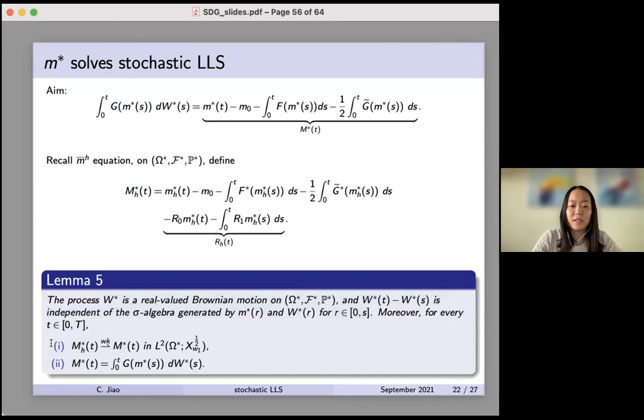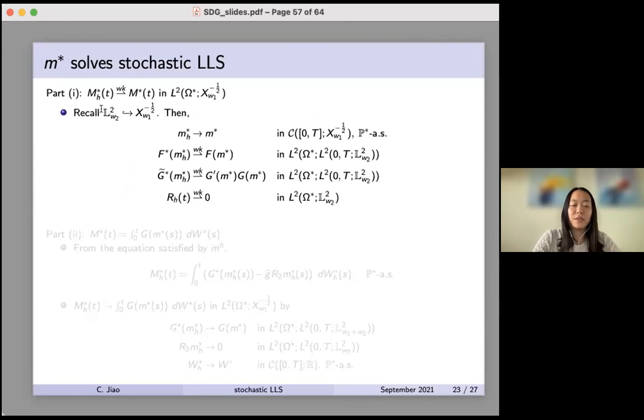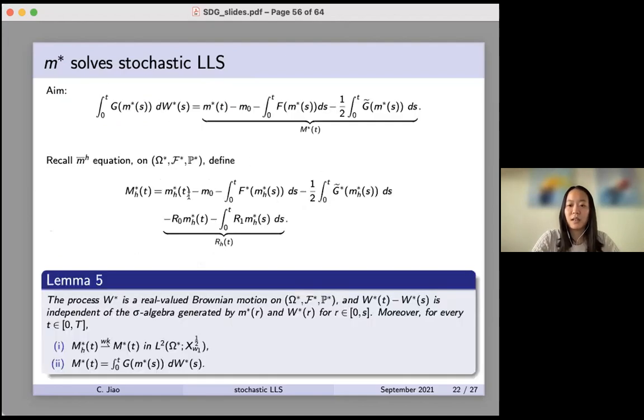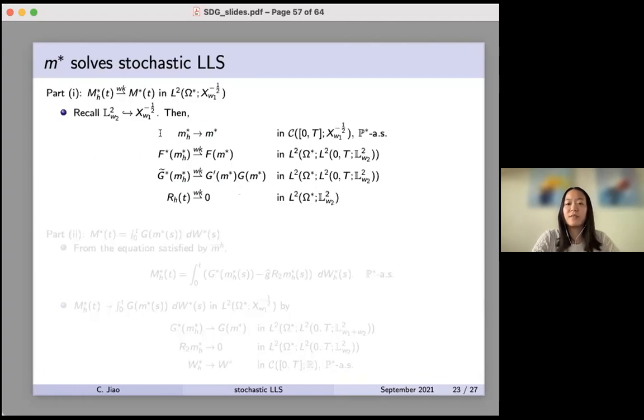What's more important is the two convergences. For part 1, we can make use of the previous compact embedding of L2W2 in the dual space of H1W1. So for weak convergence on this dual space, we can make use of the weak convergences that we proved earlier on the L2 weighted space. So if we check the terms in MH star, which are small MH star, F star, G tilde star, and the remainder term, so if we check the convergences of these terms individually, we can easily obtain the convergence in part 1.